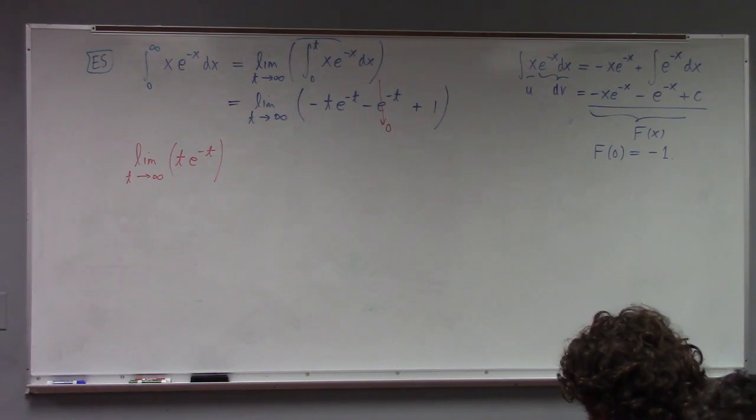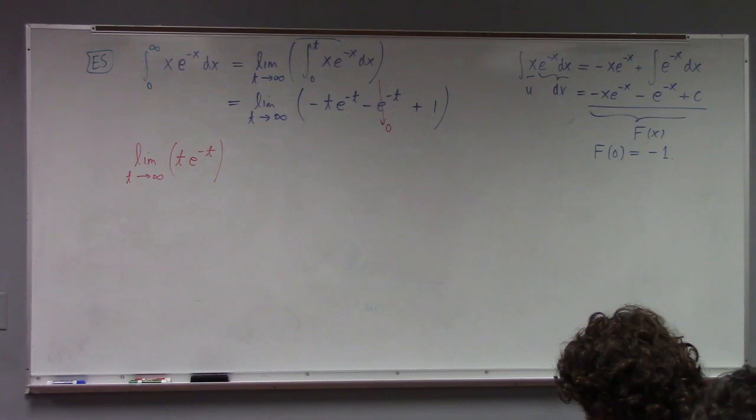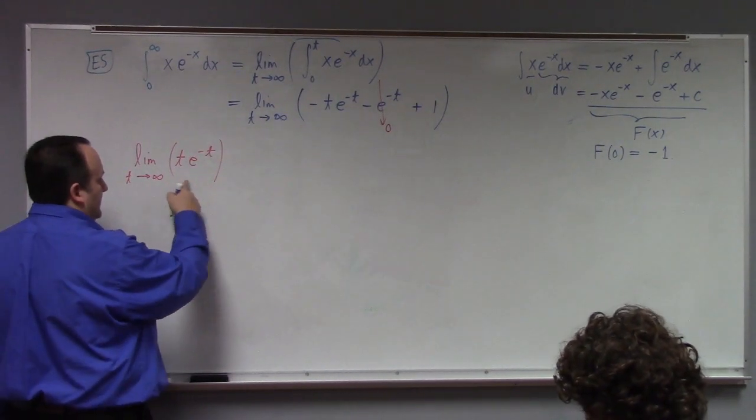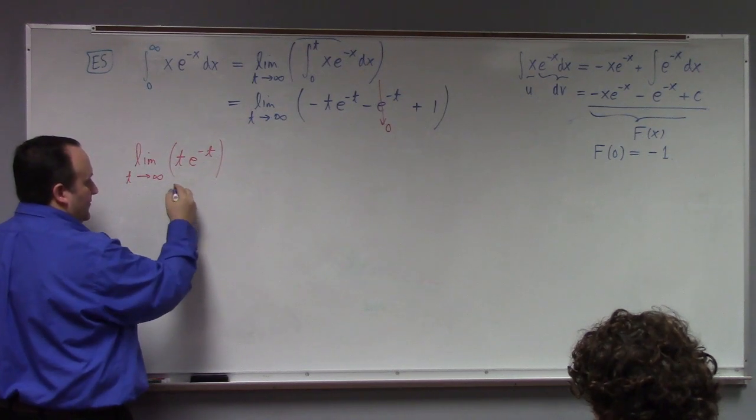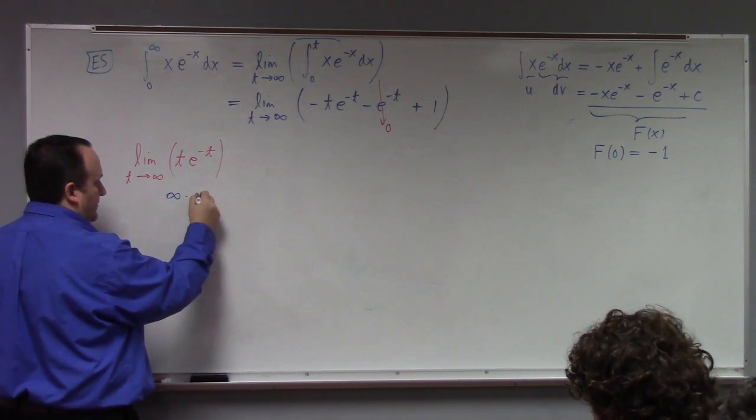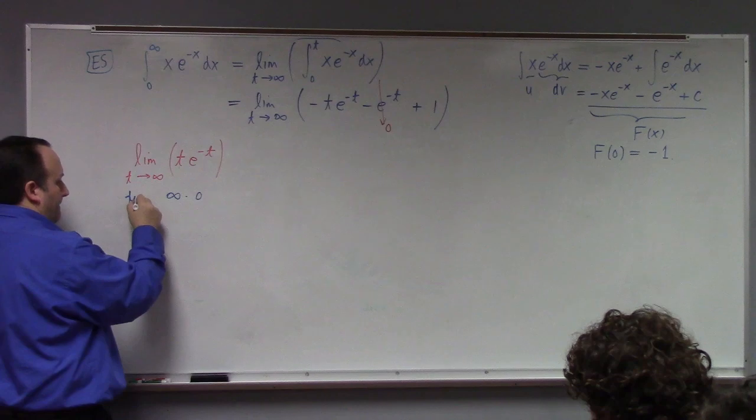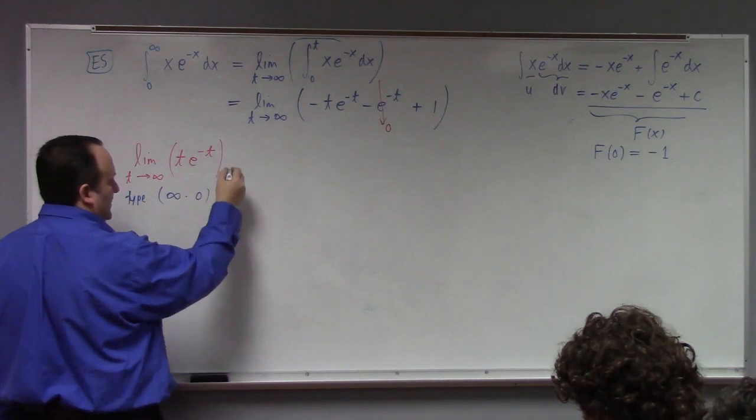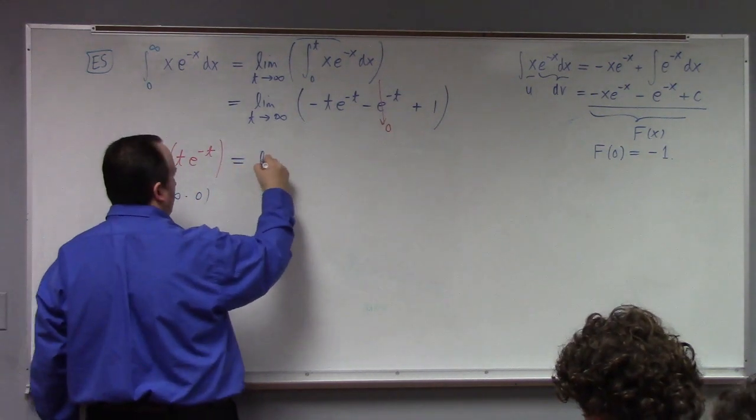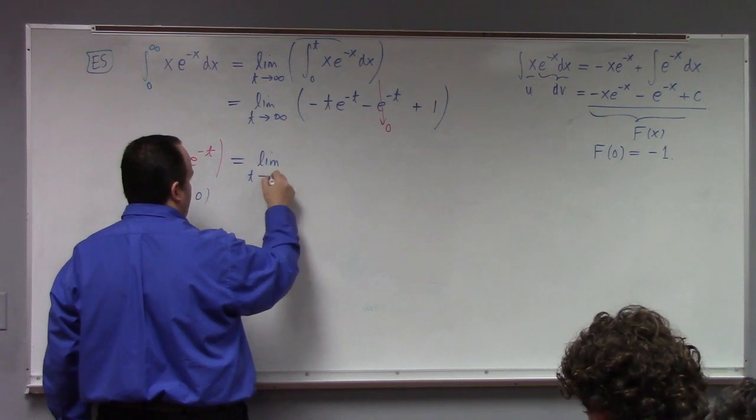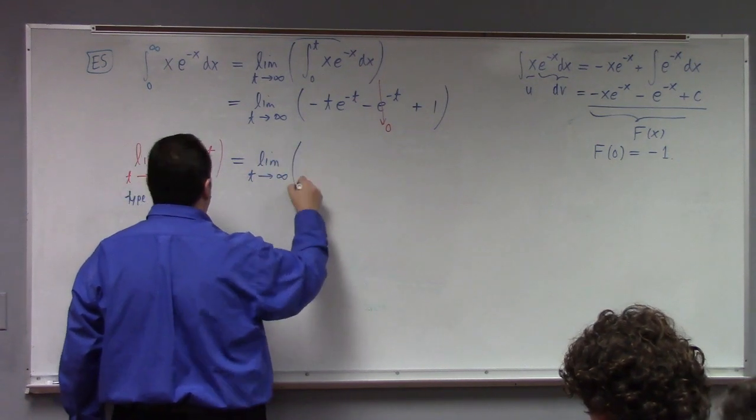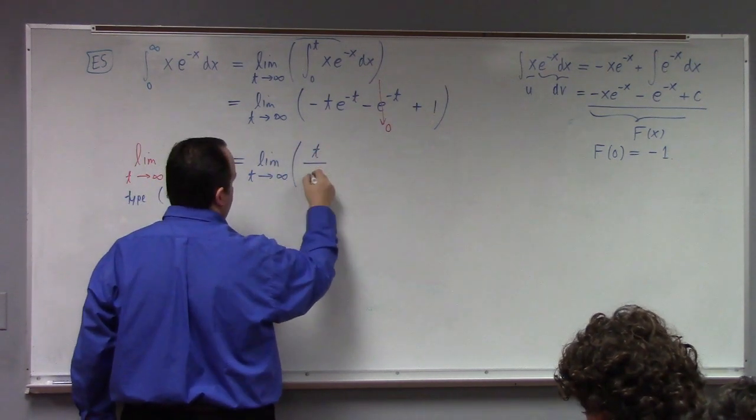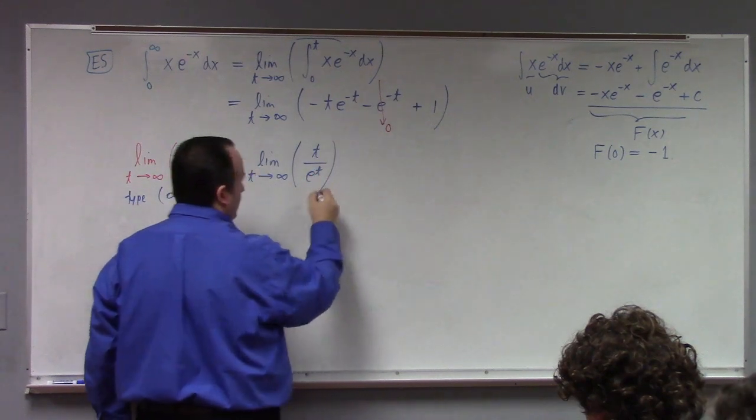Have you seen L'Hopital's rule before? You should have. You may or may not be current on it, but the reason we need L'Hopital's rule here is this is type what? This is type infinity times 0. So that makes L'Hopital's rule a good option here. What we're going to do is rewrite this as the limit as t goes to infinity of t over e to the t. That's just algebra.